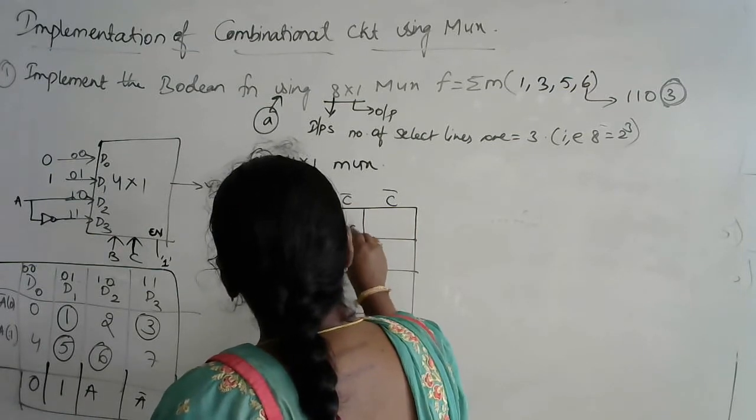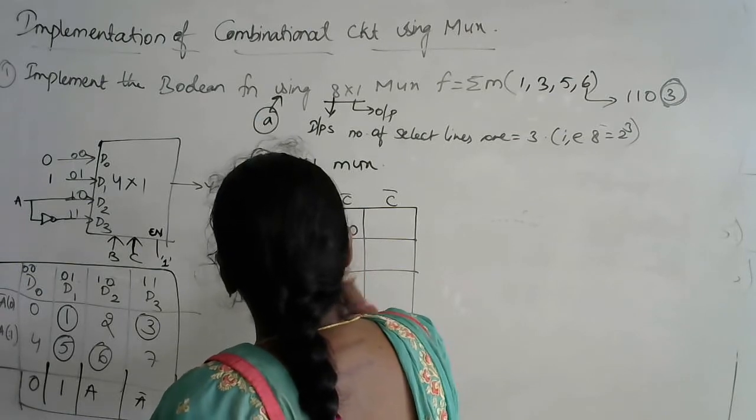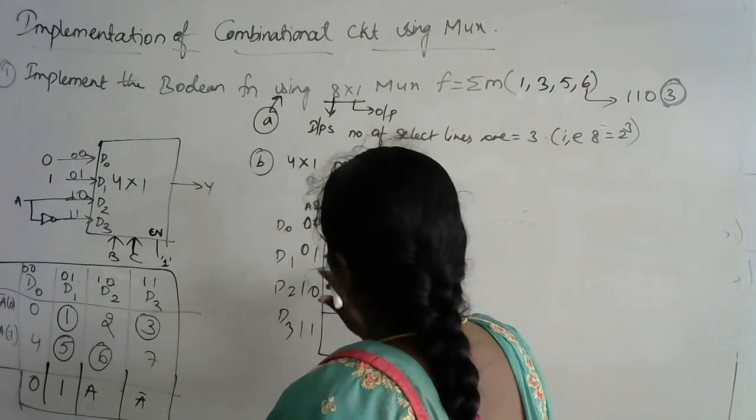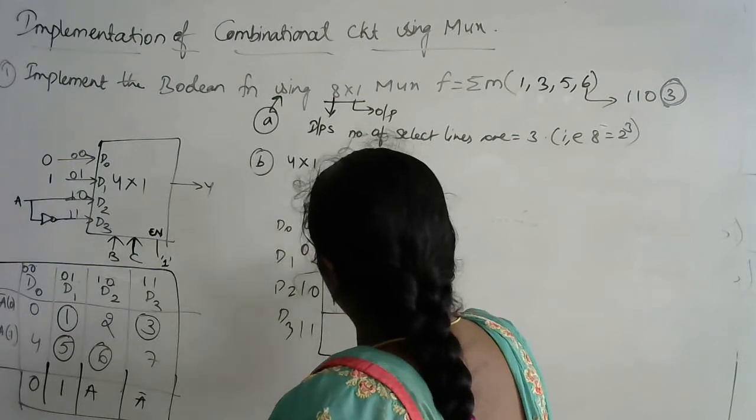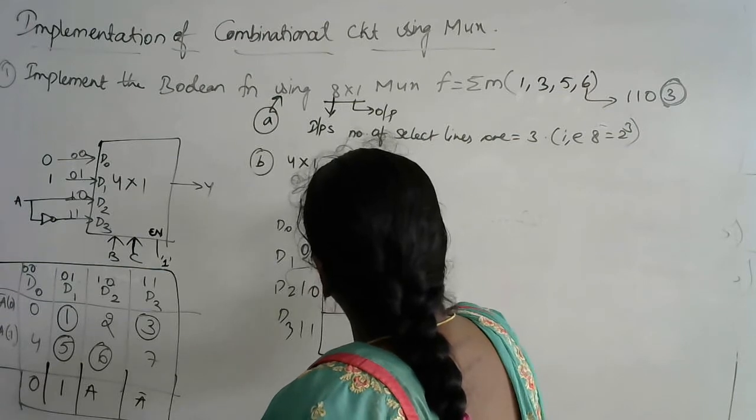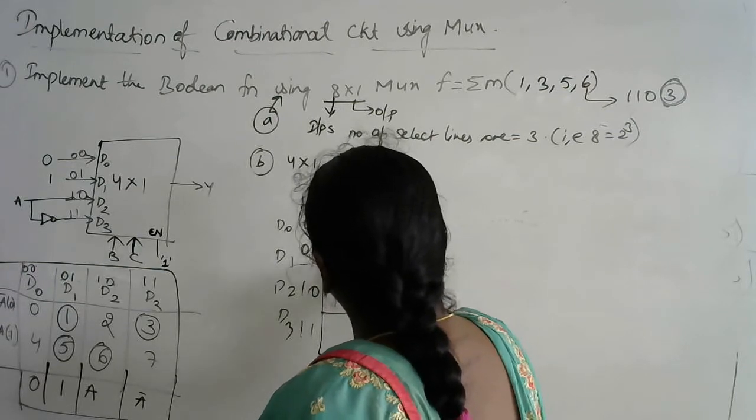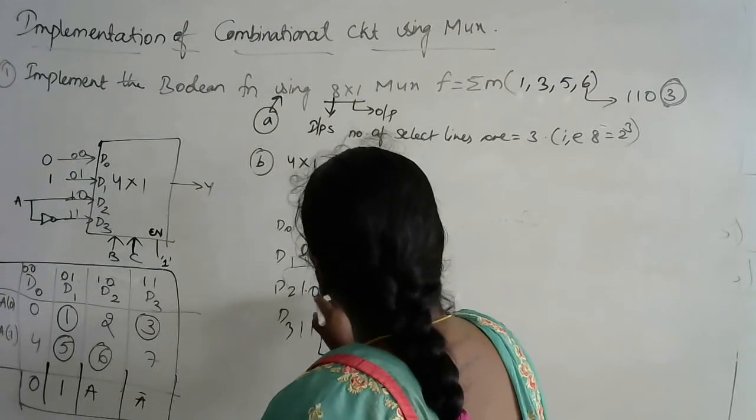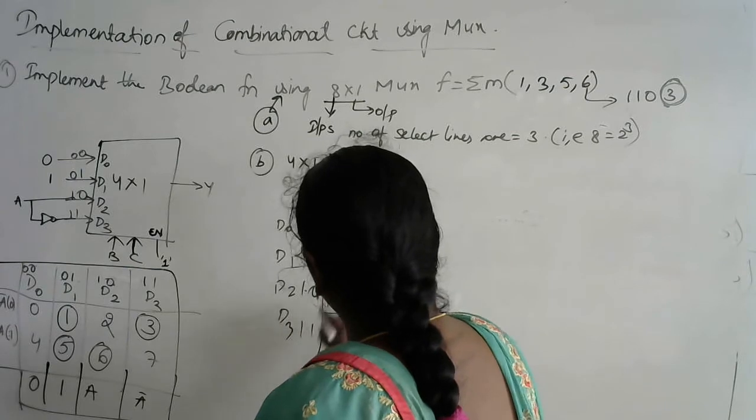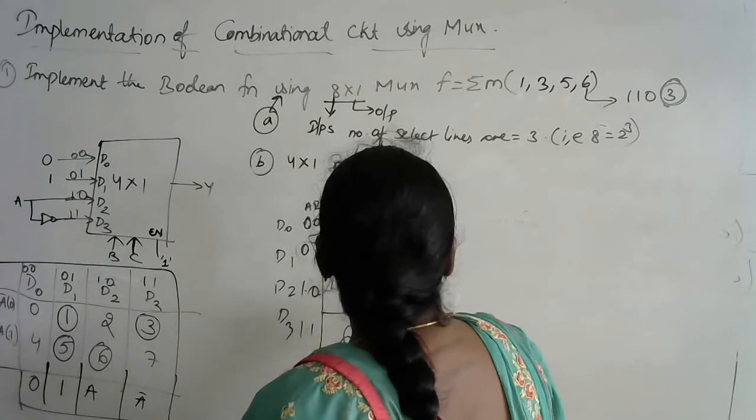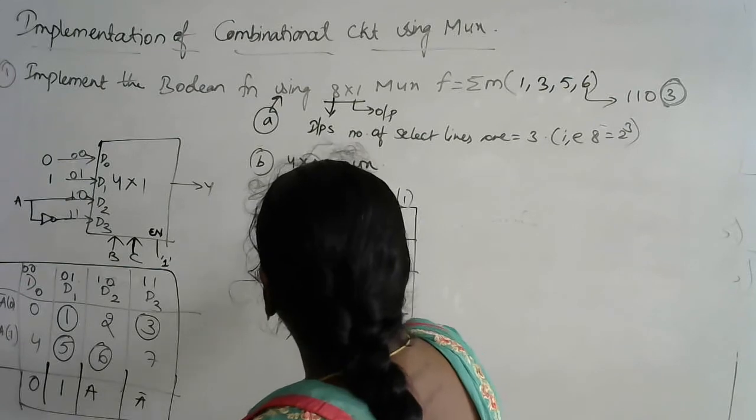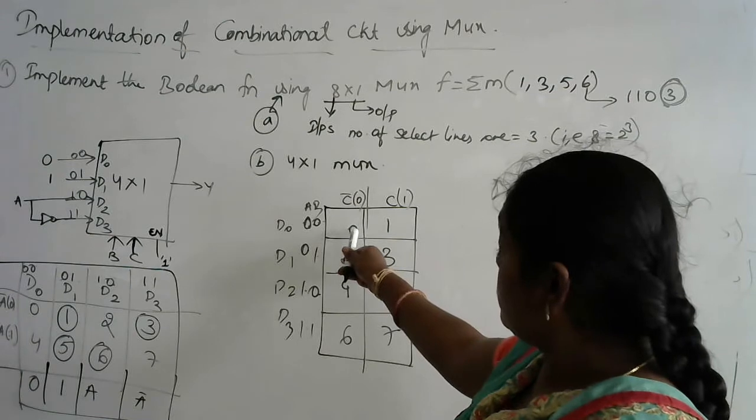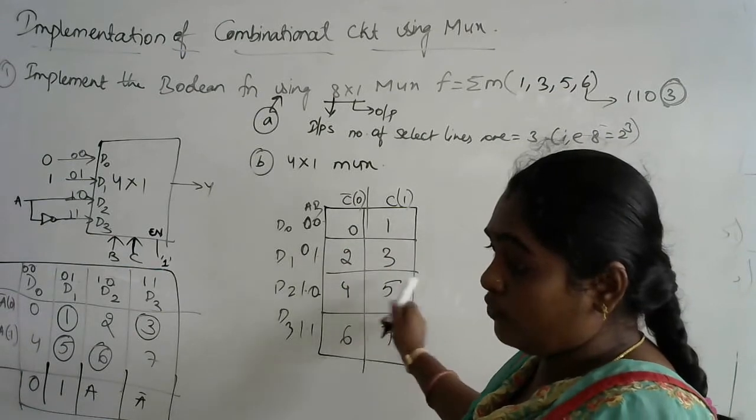0 0 0. This is 0. This is A B. Okay. 0 0. This is C bar. This is C. 0 0 1. This is 1. 0 1 0. 2, 3, 1 0 0, 4, 1 0 1, 5, 1 1 0, 6 and 7. The only difference is if you are taking LSB into consideration, the sequence will be in this way: 0 1 2 3 4 5 6 7.